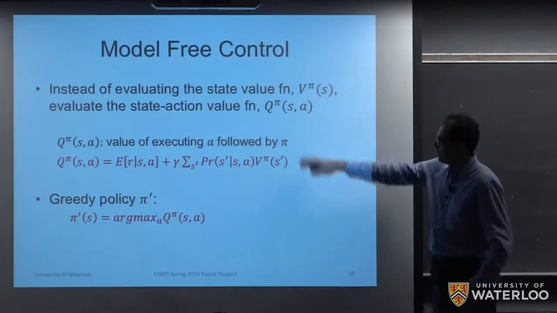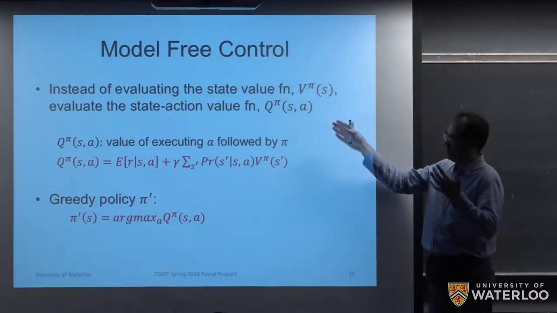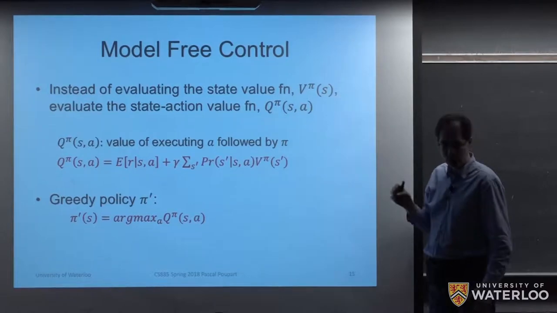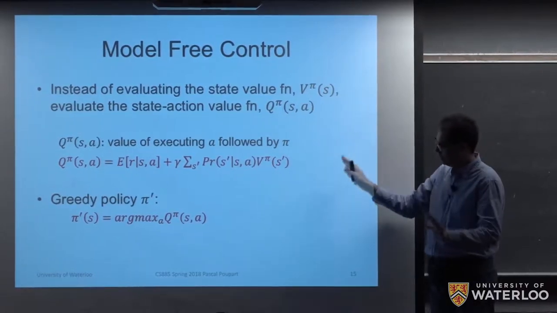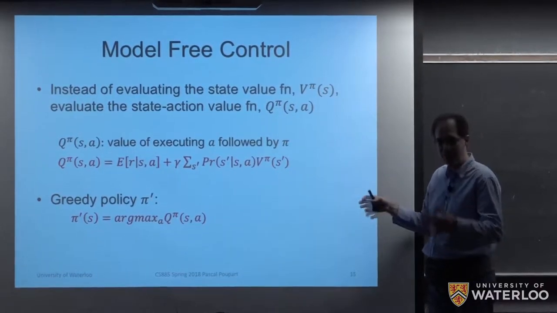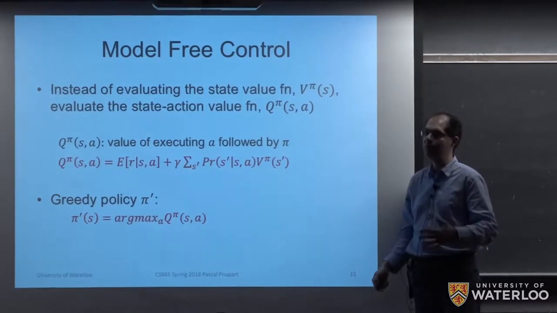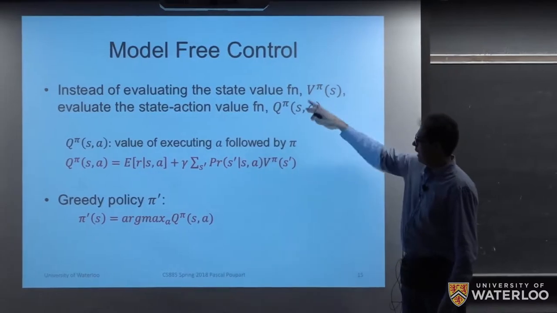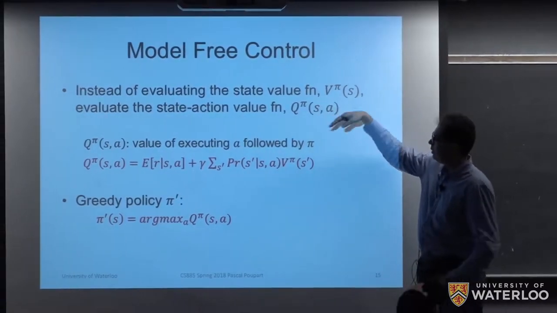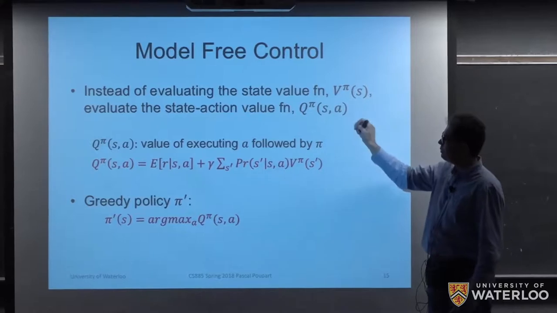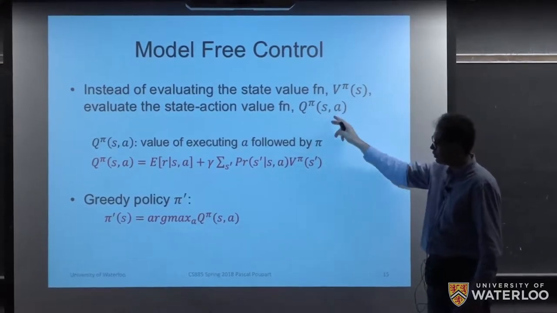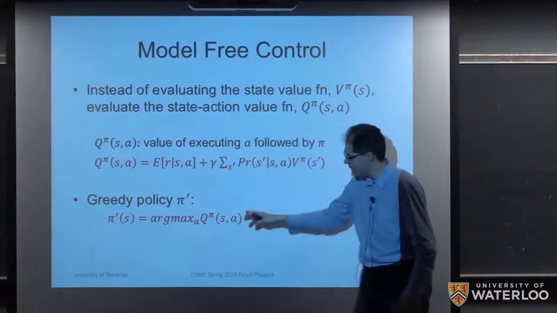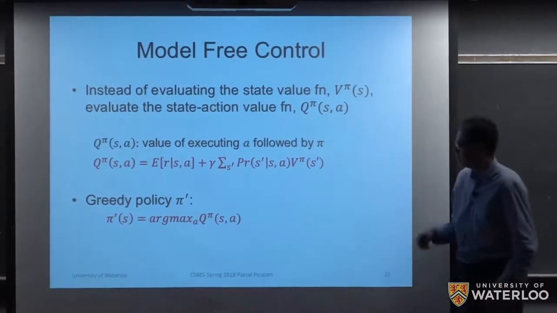OK, so now we can talk about how we can also update a policy. So we're going to call this model-free control. And again, we do not know what the model is, but instead we have some samples from the environment that are going to guide us. OK, so in general, if we want to do control, what we can do is estimate a Q function, and then based on the Q function, simply pick the action that will be the maximal one.